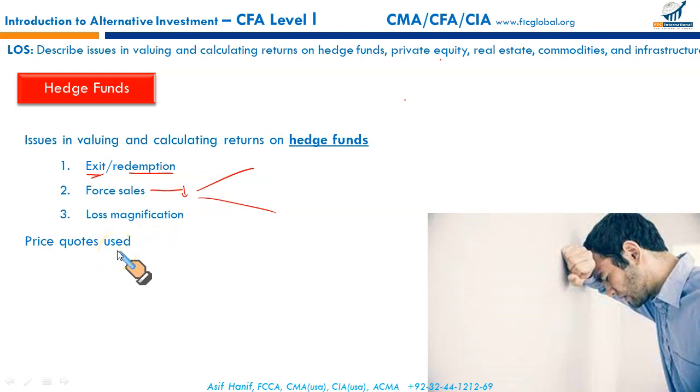Then price quotes used. Funds vary significantly from each other with regard to price quotes. When market prices or quotes are used for valuation, funds may differ in which price or quotes they use. For example, they might use a bid price or ask price or average quote or a median quote, but the common practice is that the average quote is used, that is the bid plus ask upon 2.